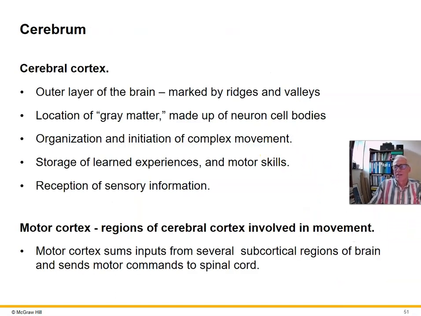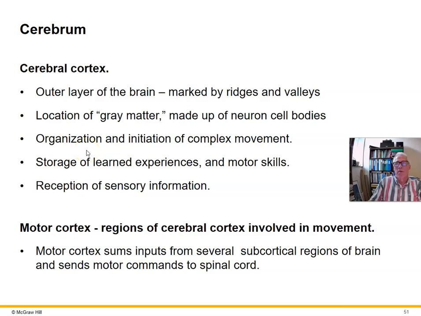So the cortex is the outer layer of the cerebrum. It's where the neuron cell bodies are. So if we cut through the cerebrum, we'd see that the surface is actually a different color. You can see the gray matter there. That's where all the neurons are that allow a lot of processing to take place. It's the origin and initiation of complex movement, as we'll see in a bit.